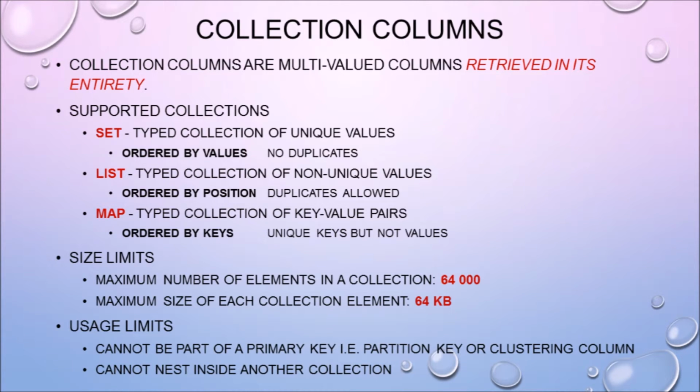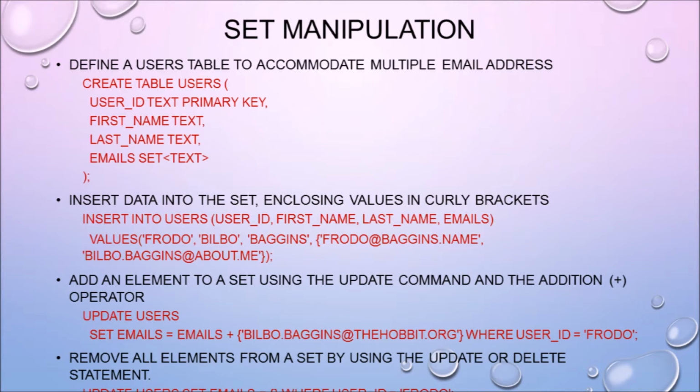We are coming to collection columns. We have set, list, and map, just like in Java. You have these size limits. I'm going to go quite quickly, but if you want me to slow down, you can always ask me to slow down. So there's a set. Here, email. As you can imagine, a set does not contain duplicates. You don't want to have duplicate email addresses in there. And here's how you do a set insert, and then you do a set update.